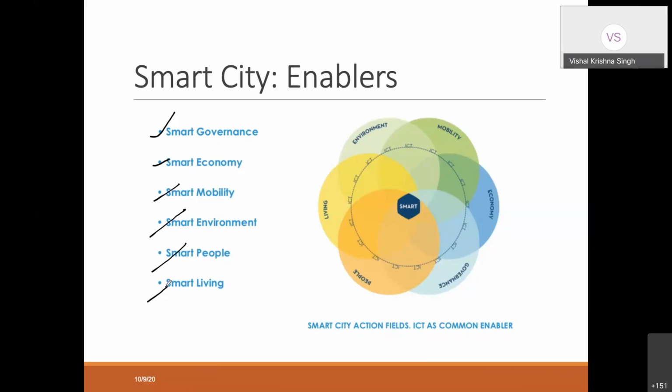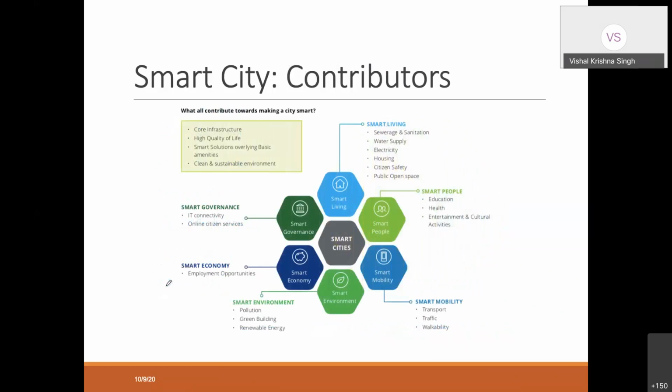Now, this figure over here shows these enablers, and you'll see the same enablers which I have highlighted there contributing to the smart city environment. Smart living, smart people, smart mobility, and all these enablers are contributing to smart cities in so many different ways. So I'll go through these enablers and their contributions one by one. The first would be smart living.